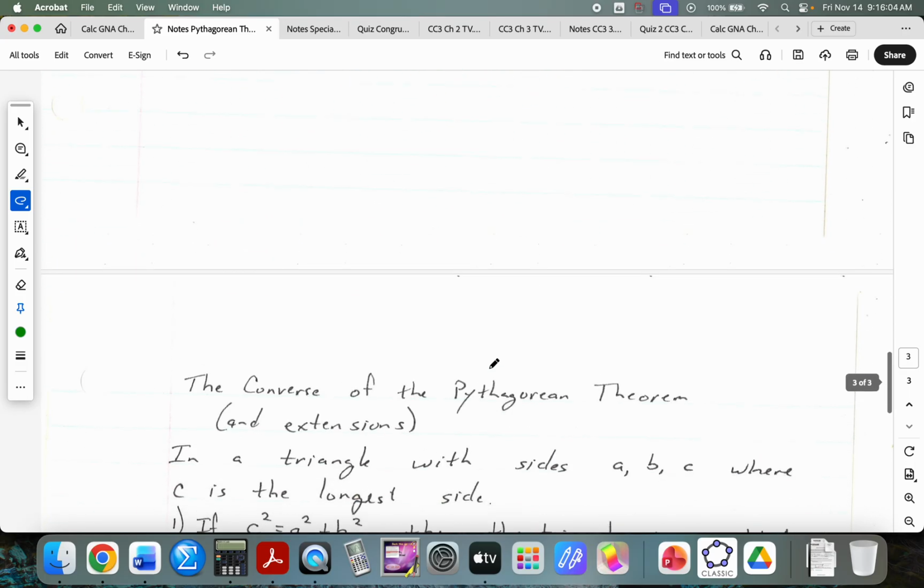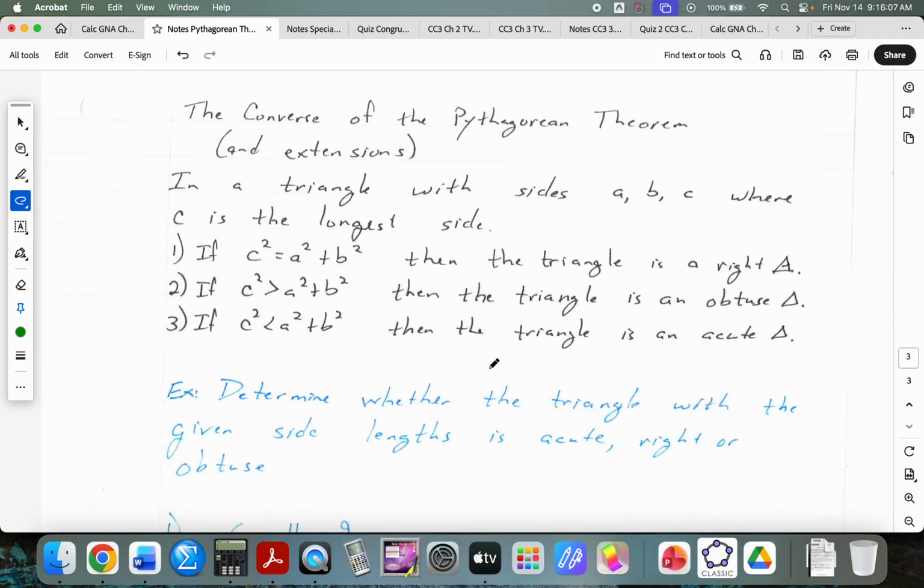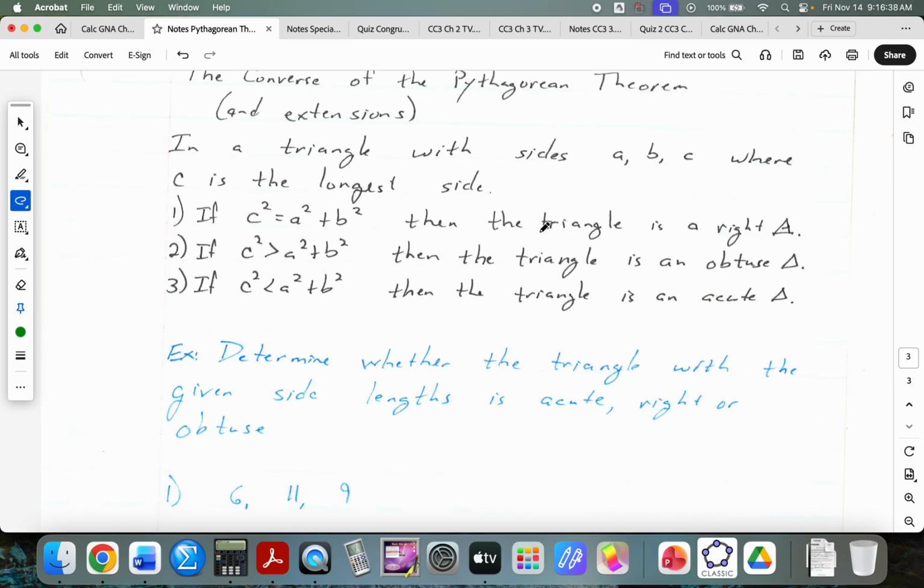All right, let's go on. So the converse of the Pythagorean theorem and extensions of the Pythagorean theorem. You may or may not have learned these in middle school. I think in my 7th grade pre-algebra class we did them, but I don't remember. I've slept since then. So in a triangle with sides of A, B, and C, where C is the longest side, if C squared is equal to A squared plus B squared, it's got to be a right triangle because it fits the Pythagorean theorem.